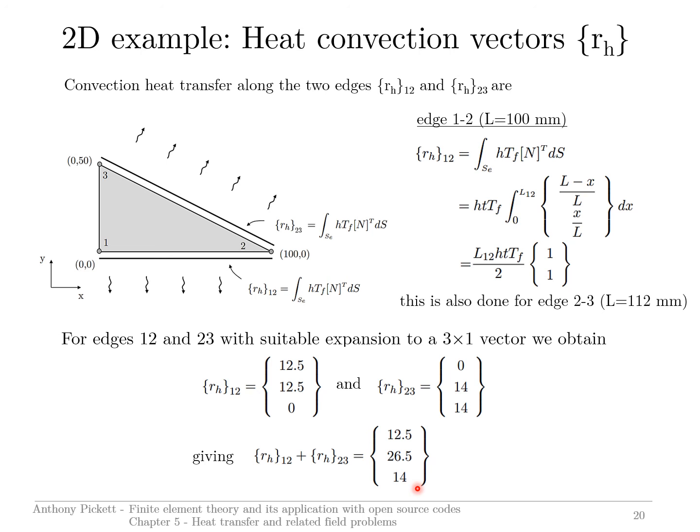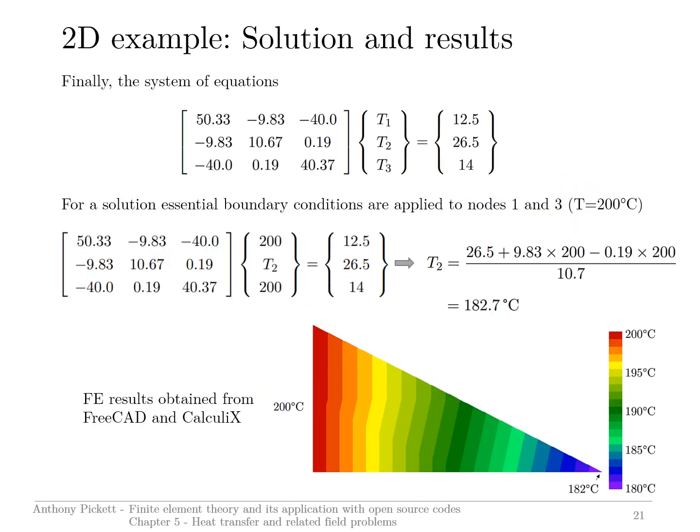This is fairly straightforward. I think you'll be able to follow this. So finally, we can put things together for a solution. Here is our heat convection vector. Here is our summation of the conduction and additional matrices due to surface convections. This is our system of equations to be solved.